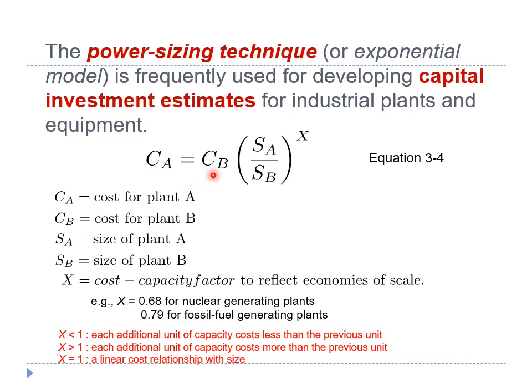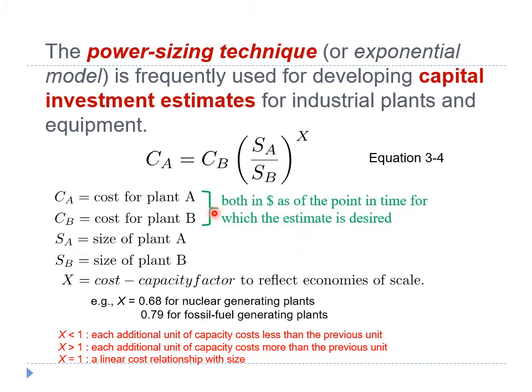CA and CB correspond to the cost for plant A and plant B respectively. Both are in dollars as of the point in time for which the estimate is desired. SA and SB correspond to the size of plant A and plant B respectively, and they are both in the same physical unit. X is the cost capacity factor to reflect economies of scale. The value of this cost capacity factor will depend on the type of plant or equipment being estimated.